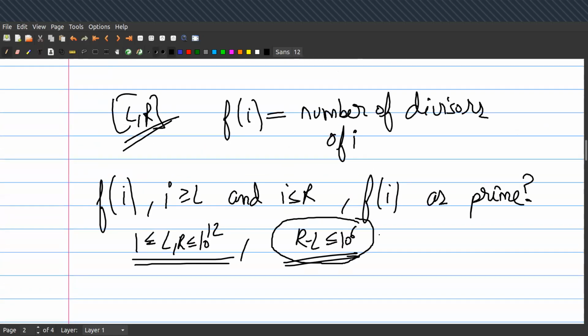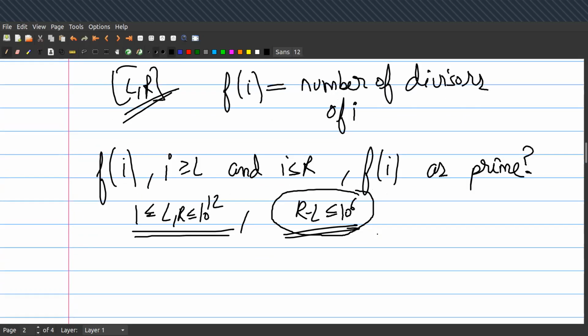No, we don't need that R minus L less than or equal to 10 power 6 condition, I'm pretty sure. Your voice is not clear. Can you speak again, Pratik? I'm saying I don't think this R minus L less than or equal to 10 power 6 condition is needed. You can do better, even when this is not the case.